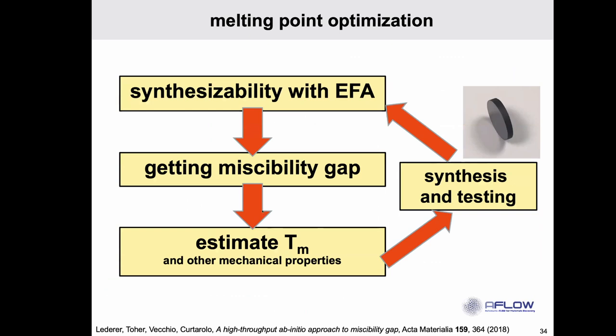Our melting point optimization, and they do not have results for you yet, we are still preparing for submissions. We know how to synthesize, which materials can be synthesized with entropy forming ability. We know how to calculate the miscibility gap from this regression, or you can use a better regression such as machine learning. You can estimate the properties. In our case, we were estimating the melting point, and then you synthesize, which is simple, and then you test, which is very expensive.